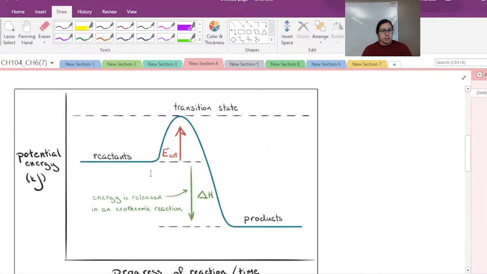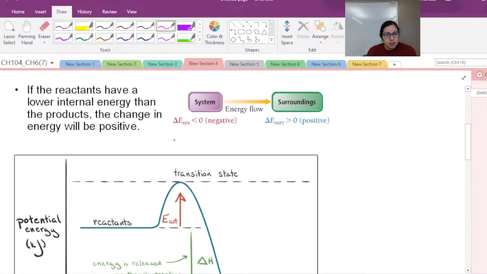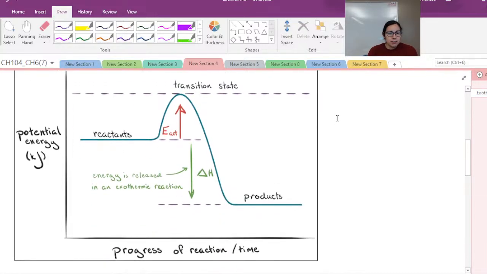And so this is another diagram that you'll probably see on an exam. On an exam, you might have to draw and label the different parts. And so we start off with our reactants. Again, let me relabel this just so it's clear. So this is an exothermic reaction diagram.